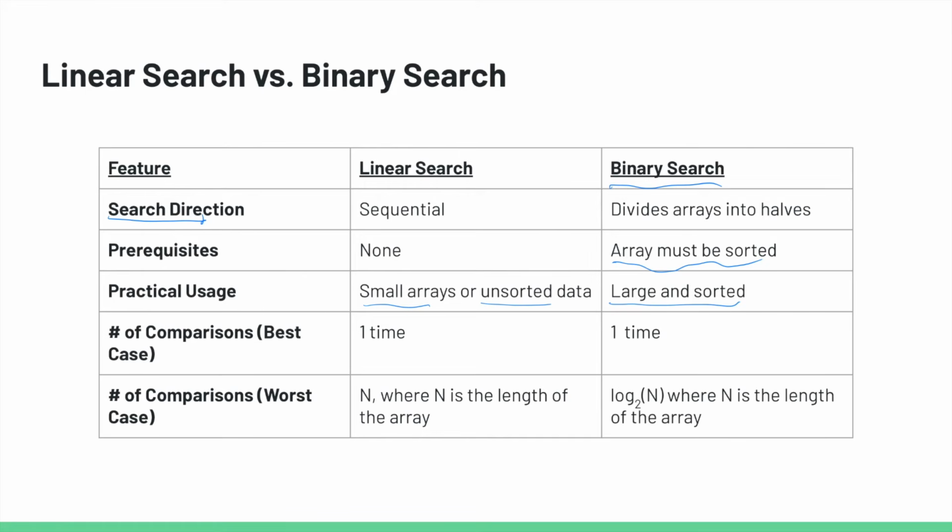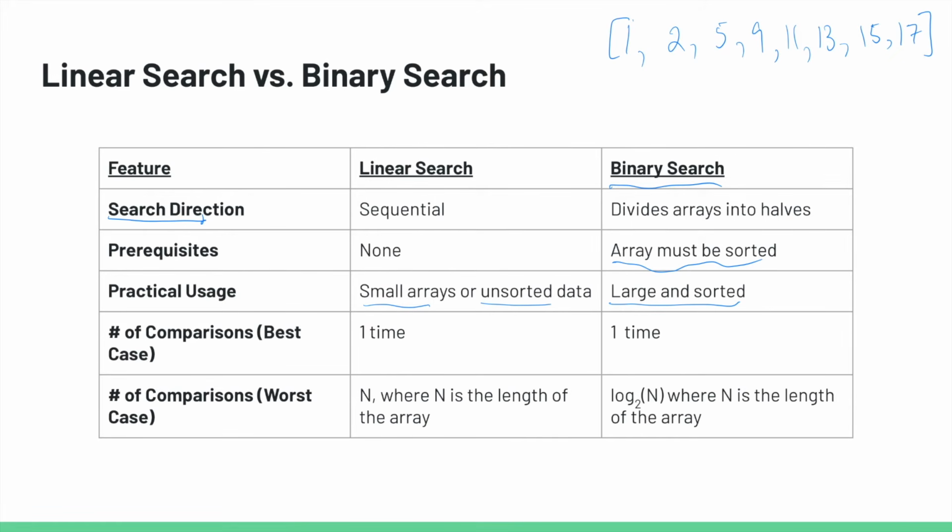Now, to see why, we want to take a look at the number of comparisons that both will make in the best and worst case scenario. We're going to create an array. We'll just make it ordered so we can work with both binary and linear search. Let's say 1, 2, 5, 9, 11, 13, 15, 17. So we've got 8 elements in this array.